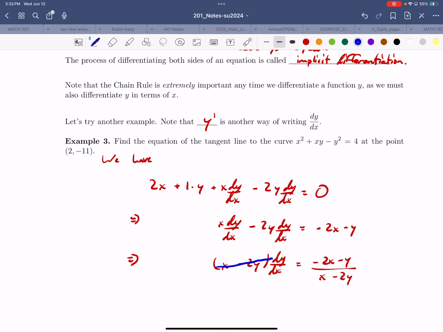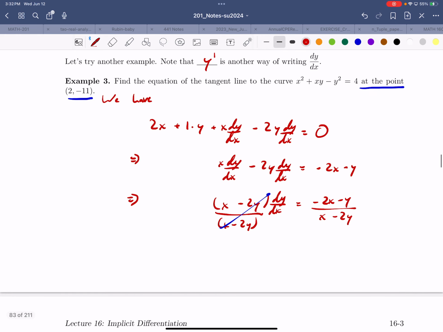Just cross it out. And then cross it out. So that's our answer. Well, it would be, except remember, it's at the point 2 comma negative 11. So here we draw a vertical line and write x comma y equals 2 comma negative 11.